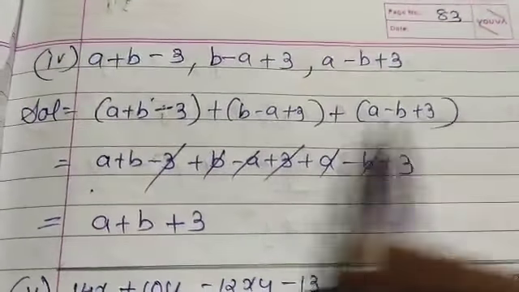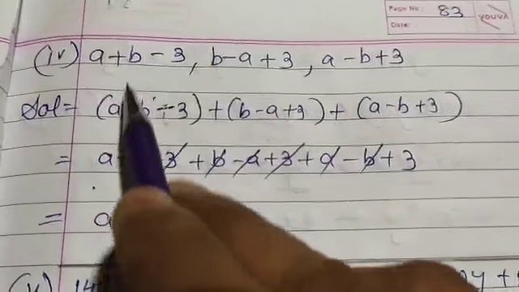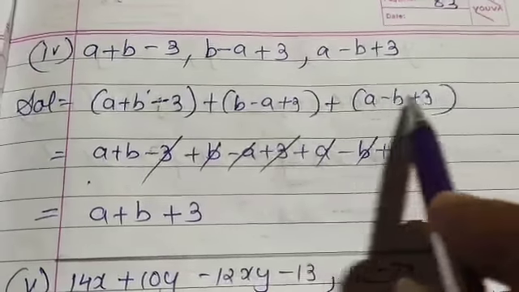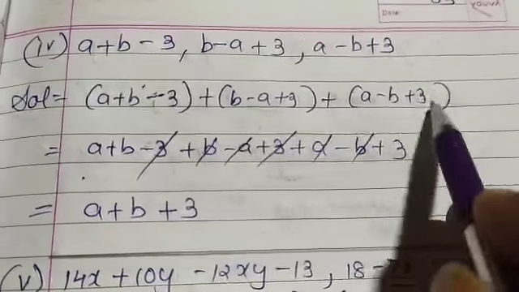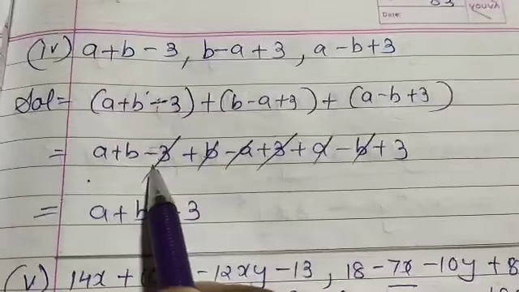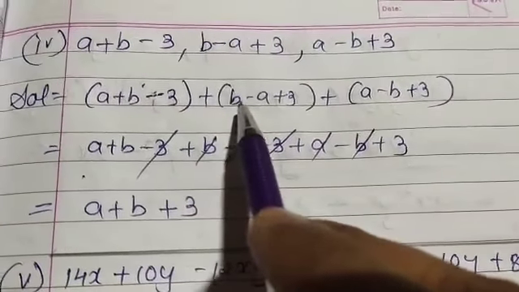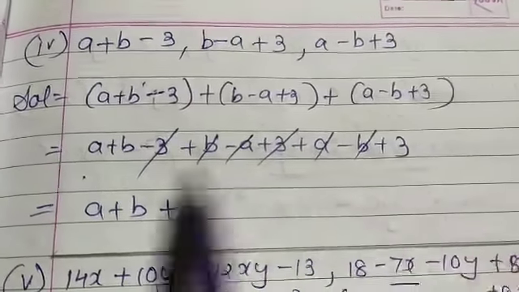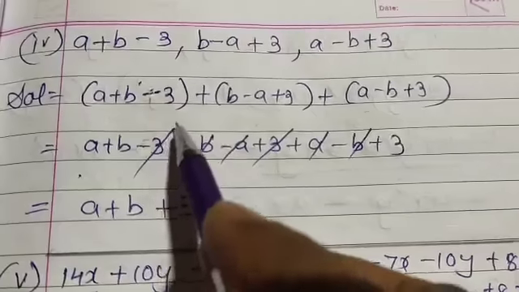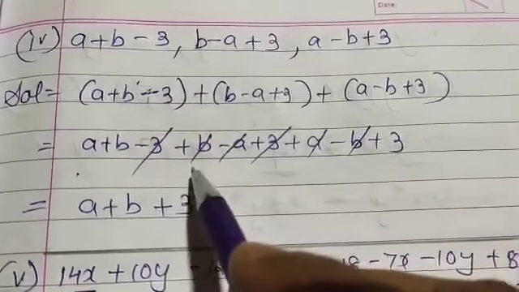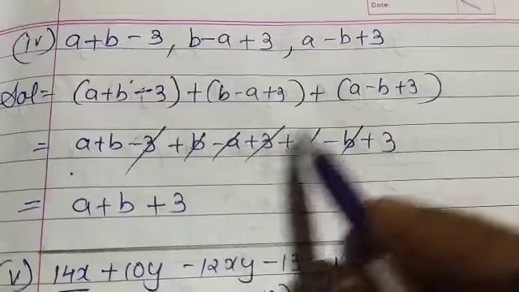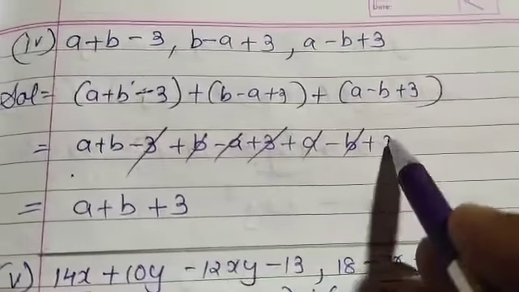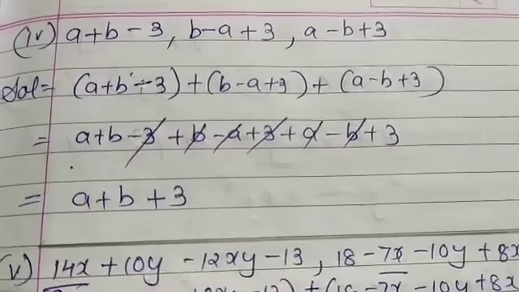Then open the bracket. So a plus b, because dear student, directly you can't write this positive sign over here. First you have to put all the expression in bracket, then you have to open the bracket, that is a plus b minus 3 over here, plus b minus a plus 3 over here, then plus a minus b plus 3 over here. Then see, whatever is possible to cancel you can cancel, that is negative 3 and positive 3 cancel, positive b and negative b cancel, negative a and positive a will get cancelled. Then what is left? A plus b plus 3. Write down a plus b plus 3.